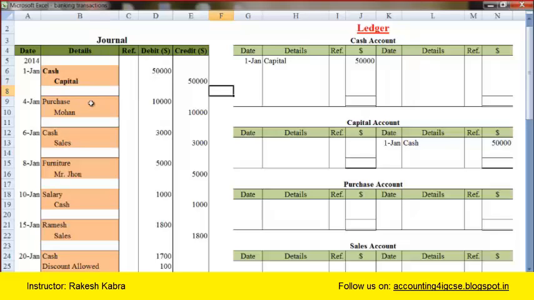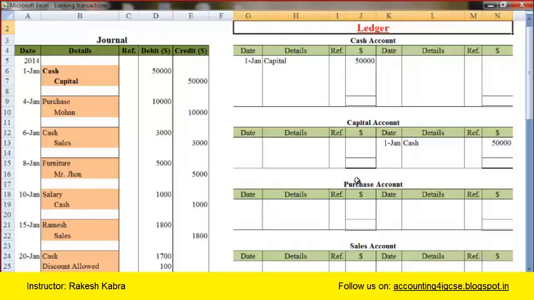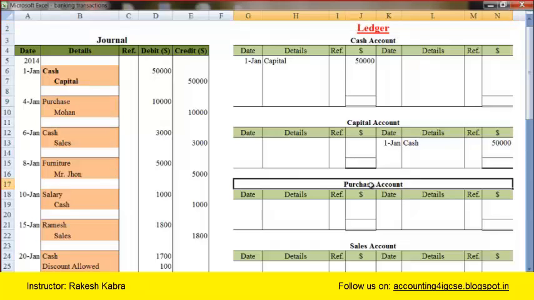Now the next entry, tell me which is the next entry? Mohan. So again posting will be done in two accounts, but which two? Purchase account and Mohan account. In the ledger, where is the purchase account? This is the purchase account. Now in the entry, is the purchase account debited or credited? Will posting be done on the debit side or the credit side? Debit side, because in the entry it is debited.